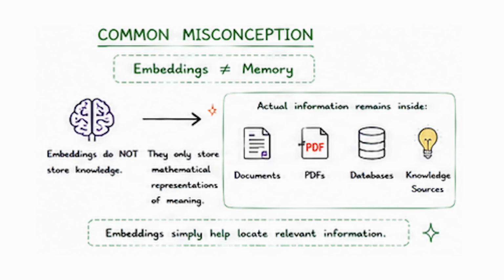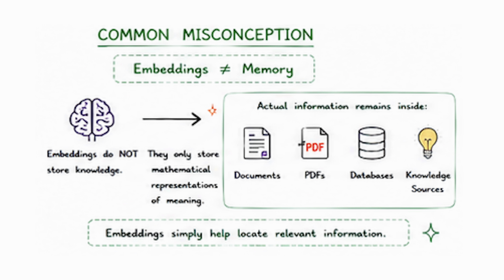A very common misconception is that embedding is a kind of memory. No, they are not. They are not databases. They do not act like databases. They store a numerical representation of text. They store a mathematical representation of meaning. The actual content still lives in documents. Embedding simply helps us find the relevant information quickly.